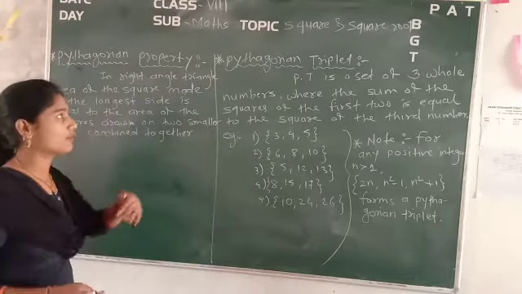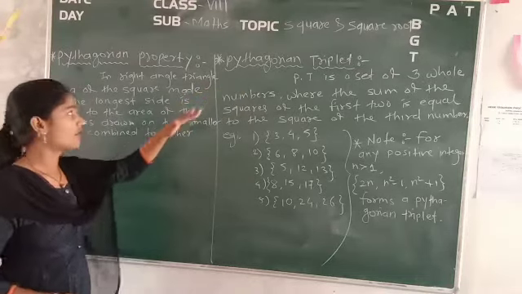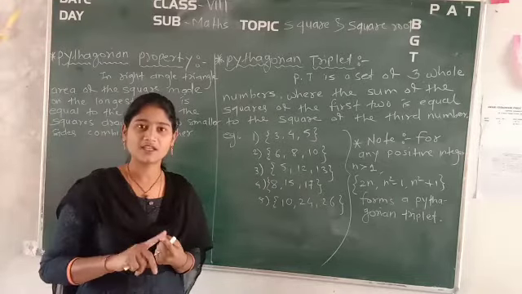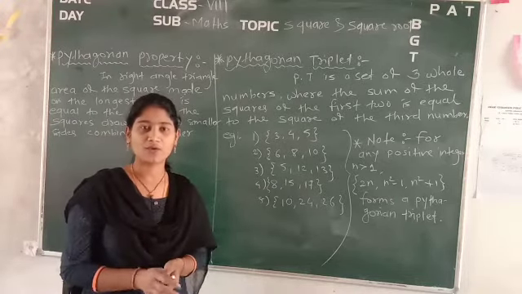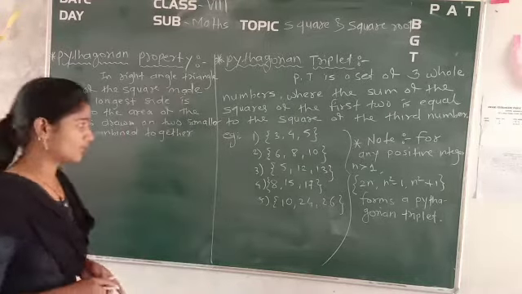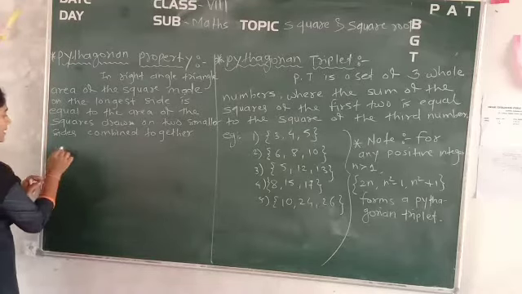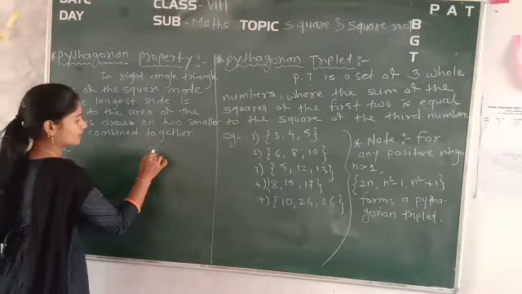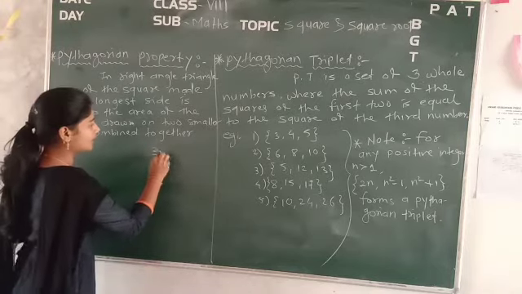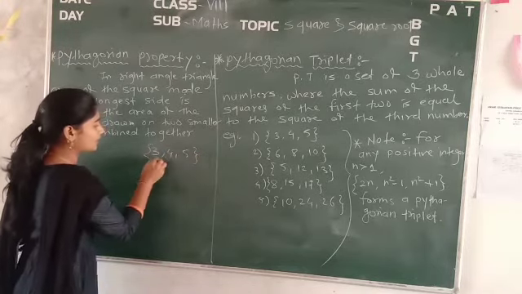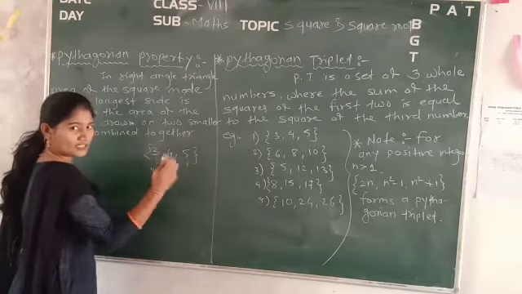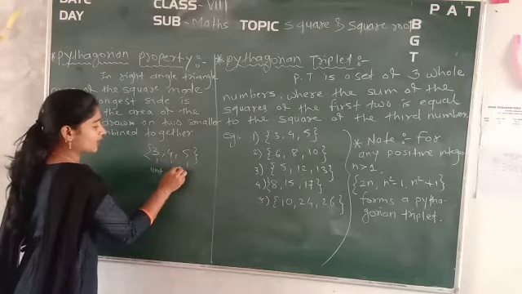Before learning this Pythagorean triplet, we will learn what the Pythagorean property is. Just observe at home now. What you have to do is take 3 square sheets. Suppose we have 3 square sheets of certain units. First of all we will take 3, 4 and 5. One has 3 units on each side, this has 4 units and this has 5 units.